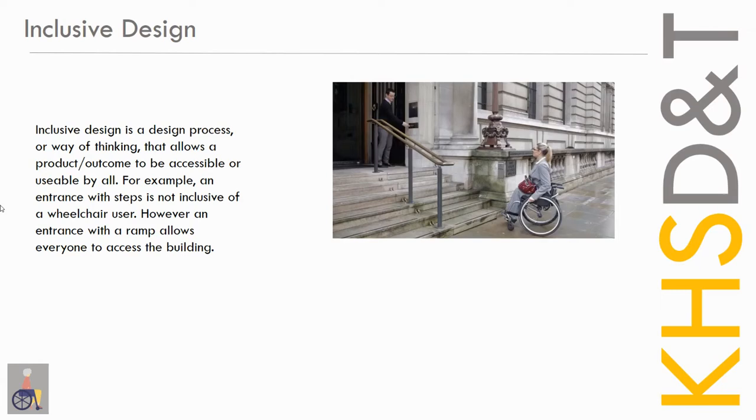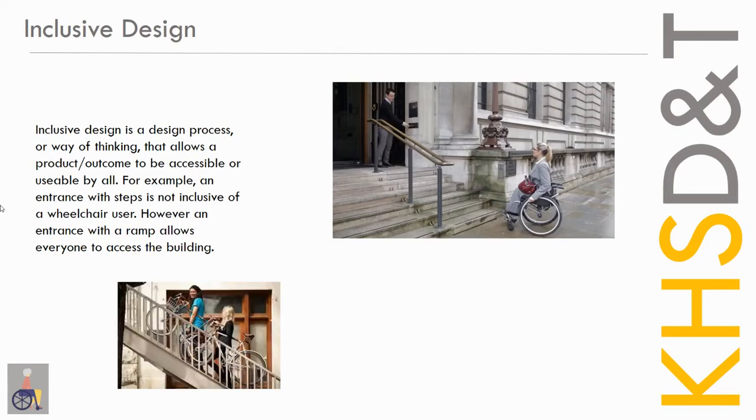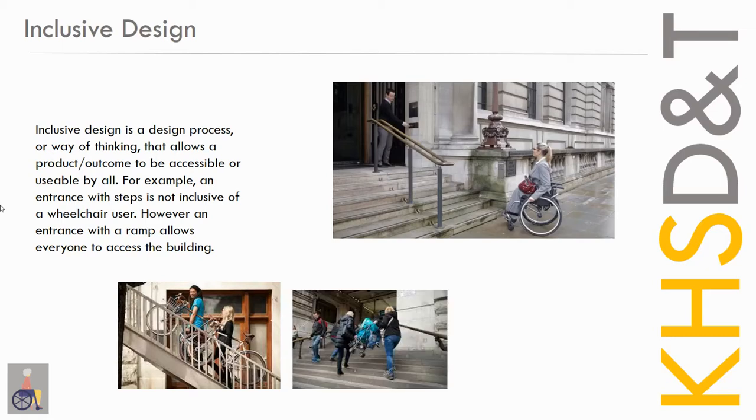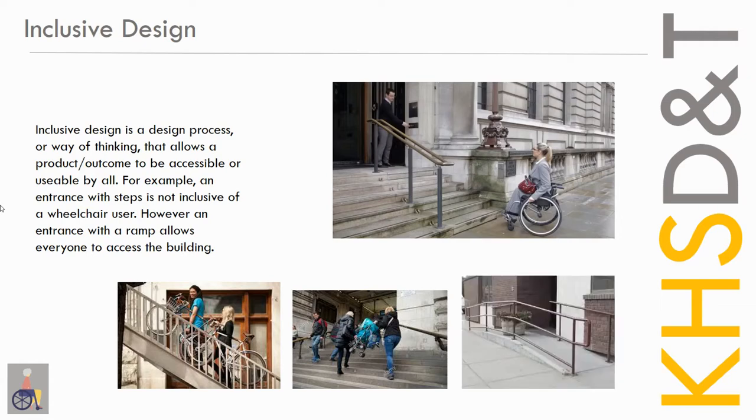Other people that might have issues with steps, such as people that need to take a bike into the building, it's not ideal to carry it either. And of course, you've got young families with prams that need to go up and down stairs. So one way for all of these people to access the building is to provide a ramp. A ramp is an inclusive design because it's something that allows everybody equal access to something.